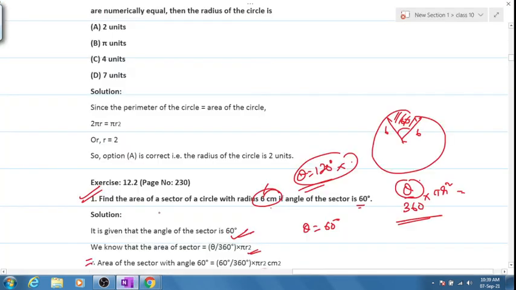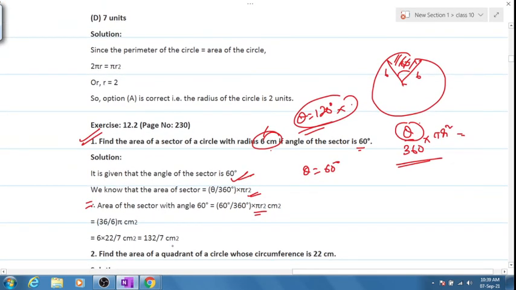132 by 7. Yes, exactly the correct answer. It's 6 pi, or we can substitute the value for pi and get the answer as 132 divided by 7 centimeter square, which will be the area of the sector. Is it clear?